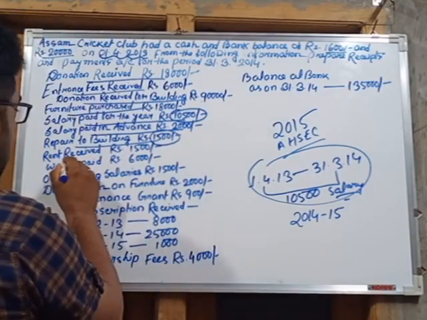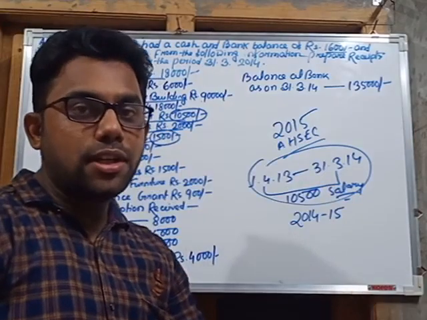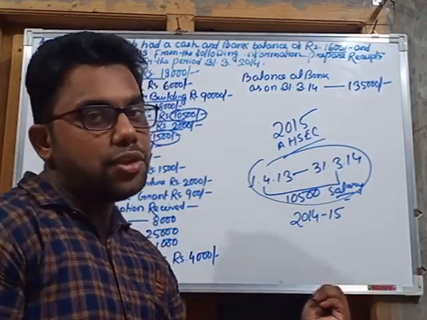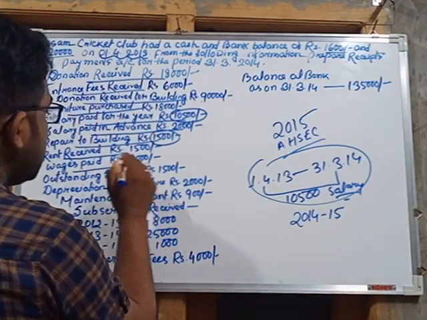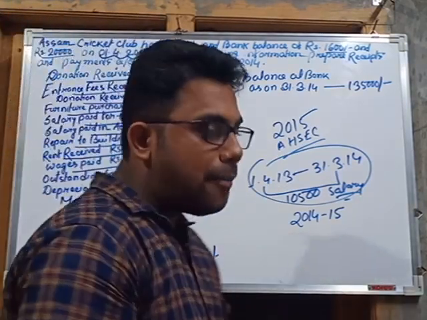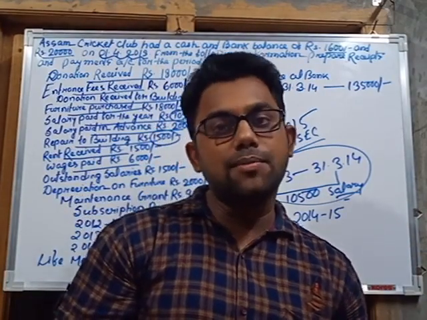Next one is the rent receipt. As it is a club, they may have an auditorium or a stadium, and from that they have received rent, so it is a receipt for the non-trading organization. Next, wages paid rupees 6,000. That means the club had paid some wages to laborers, and it is a payment for the non-trading organization, so it comes in the payment side.